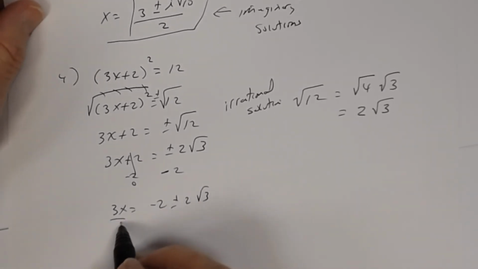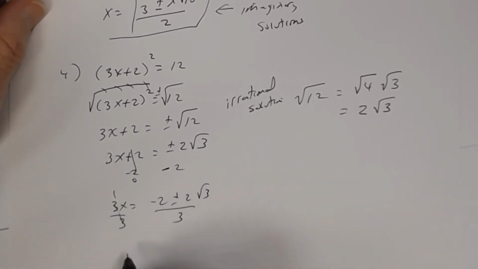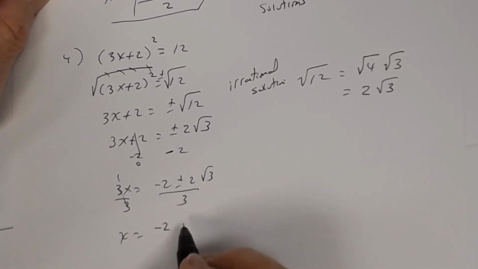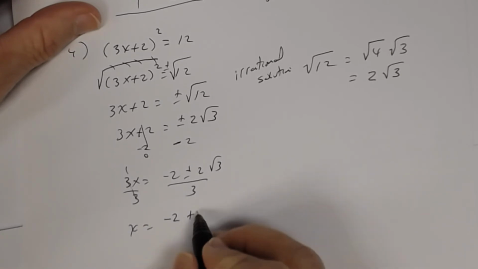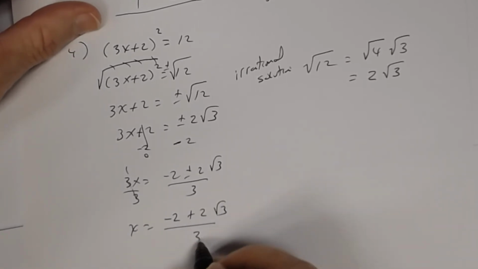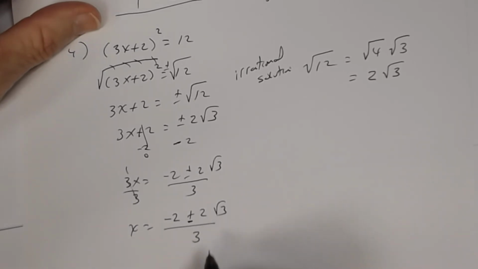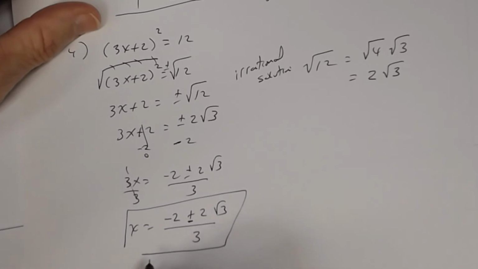And then divide both sides by 3. And then the 3's divide out. You get 1 here. 1 times x is x. So your solutions are these. x equals negative 2 plus 2 square root of 3 divided by 3, and then negative 2 minus 2 square root of 3 divided by 3. All right, and so you can list your 2 solutions in this compact form.